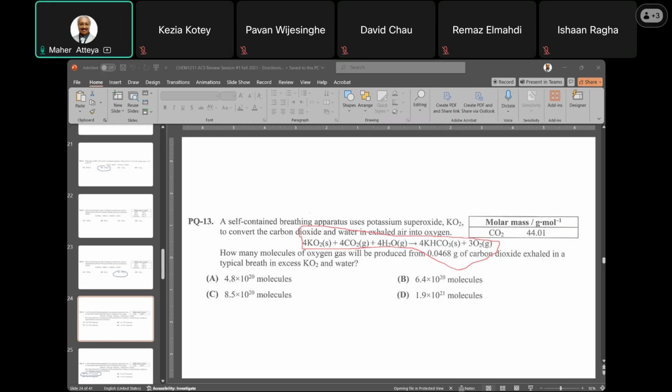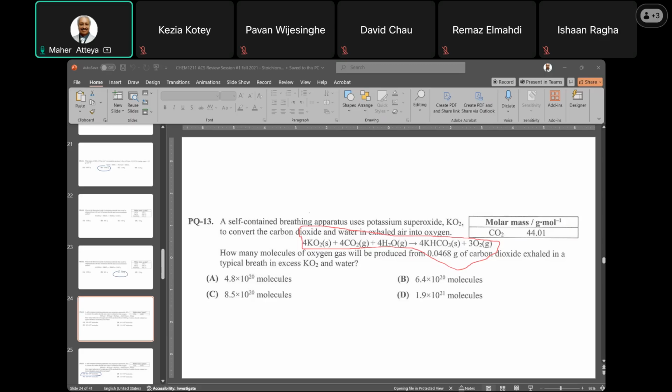So I would lean towards single displacement. Yes, that's a single. But it's a redox in the sense that whenever you kick one molecule or element out by itself, most of the time you're thinking it's a single displacement. Correct? You are displacing oxygen out of this compound and it's kicked out by itself. And it is a redox reaction because oxygen is being oxidized from -2 to 0.